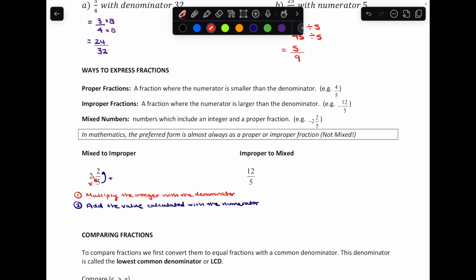And so here, if we write that out, we have 2 times 5 plus 2. And here we're going to keep the value in the denominator. So that's our next step. So we're going to write the improper fraction by keeping the denominator the same.